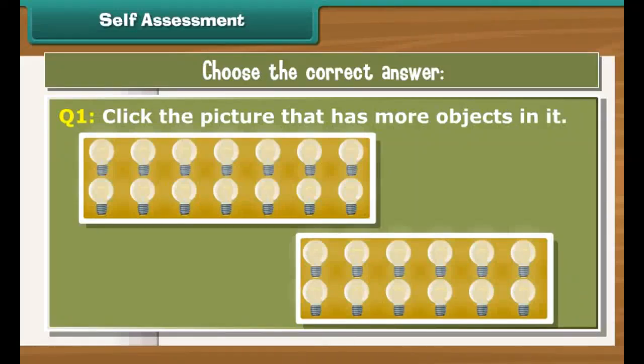Self-assessment. Look carefully at these pictures. Click the picture that has more objects in it.